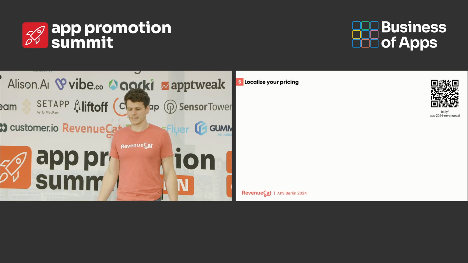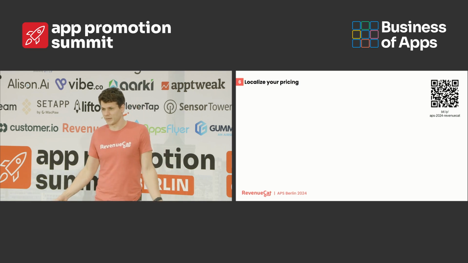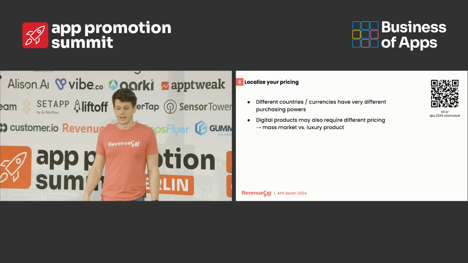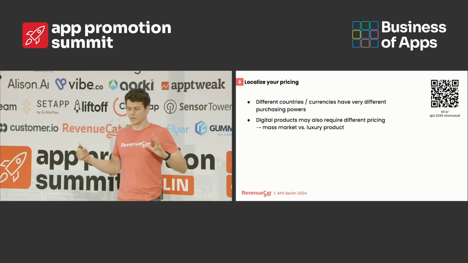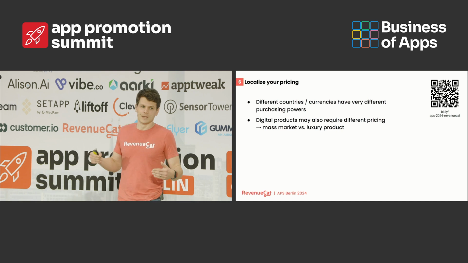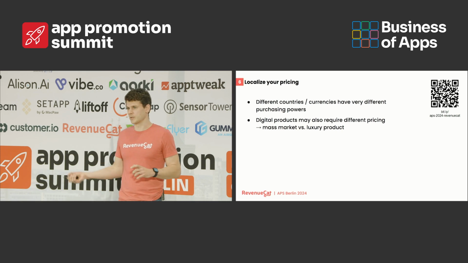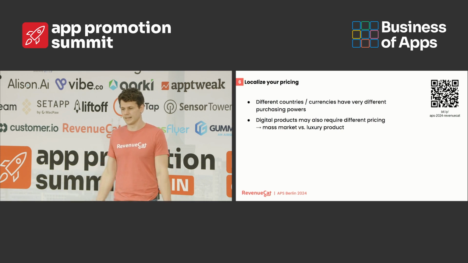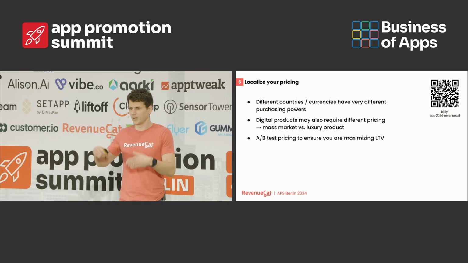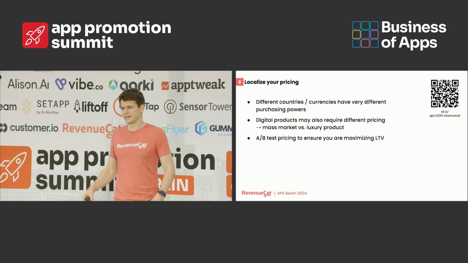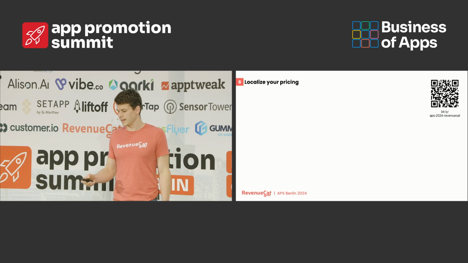Number 6, localize your pricing. By now, probably everybody knows that you should localize your pricing because different countries and currencies have very different purchasing powers. One thing to think about there is what kind of product are you selling, right? Are you selling a mass market product, in which case you probably want to stay closer to the purchasing power of the respective country, versus a luxury product, which is probably more priced similarly across different countries. And obviously, you should always A/B test your pricing to ensure that you're maximizing LTV and not just pricing something because you think it should be priced that way. Just a couple of inputs there.